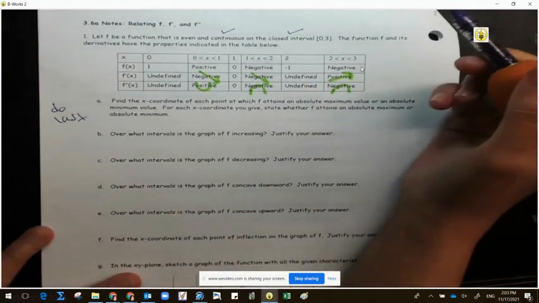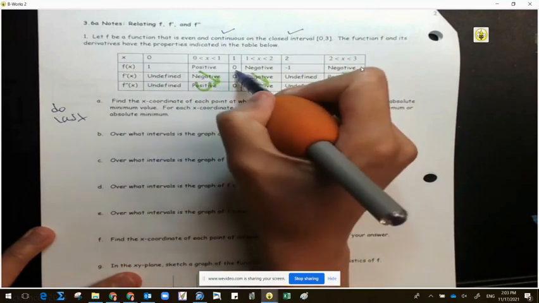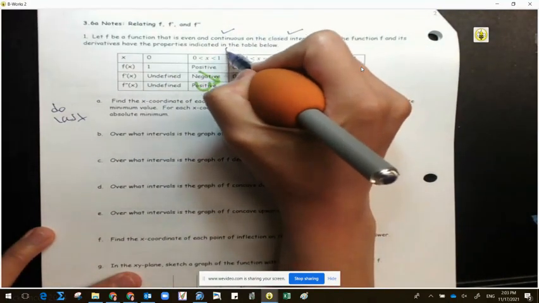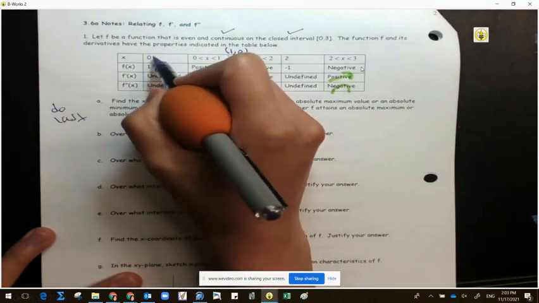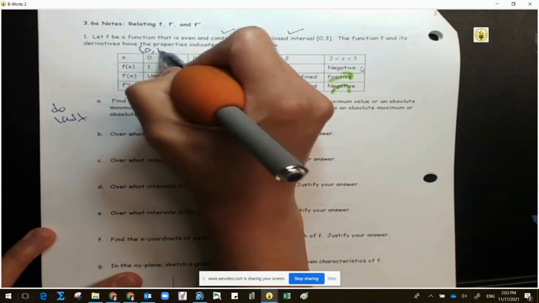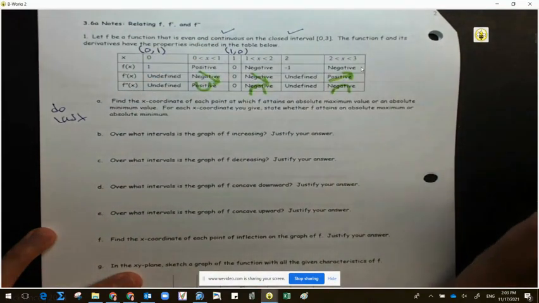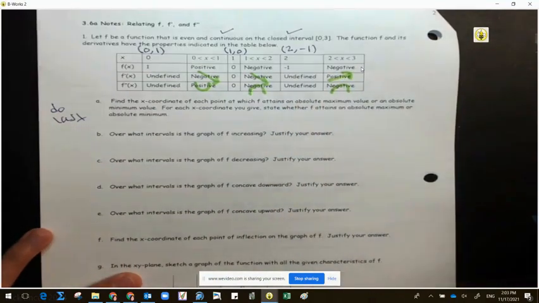So let's analyze what we have. If x is 1 and f of x is 0, that is a point at (1, 0). Then to the far left, if x is 0 and f of x is 1, that is a point on the graph, (0, 1). Is there another point on the graph that's given to us? Yes. Which one? (2, -1).